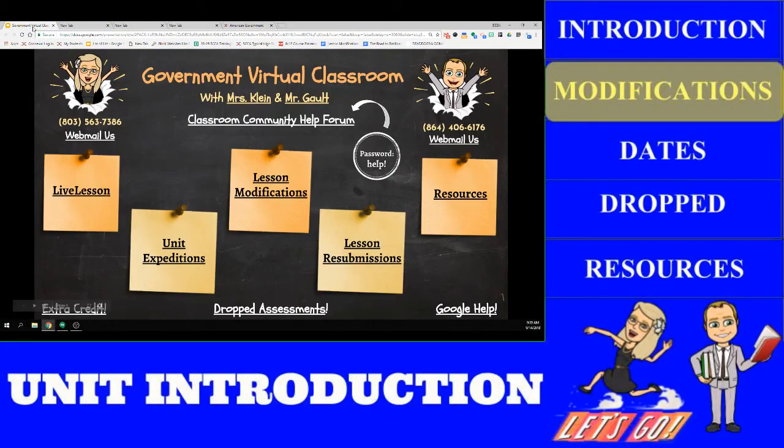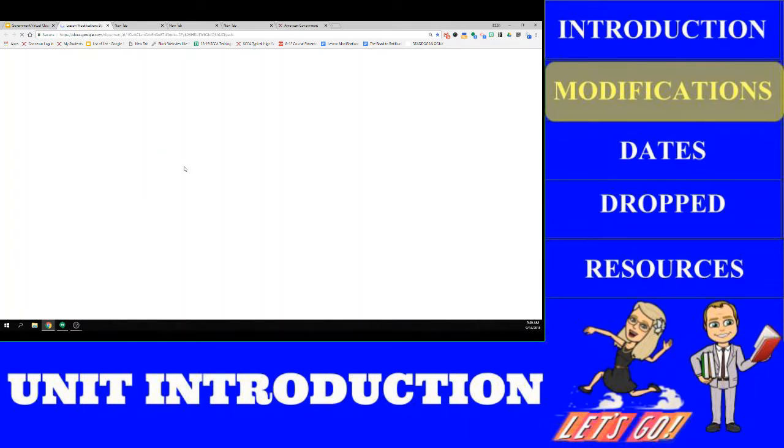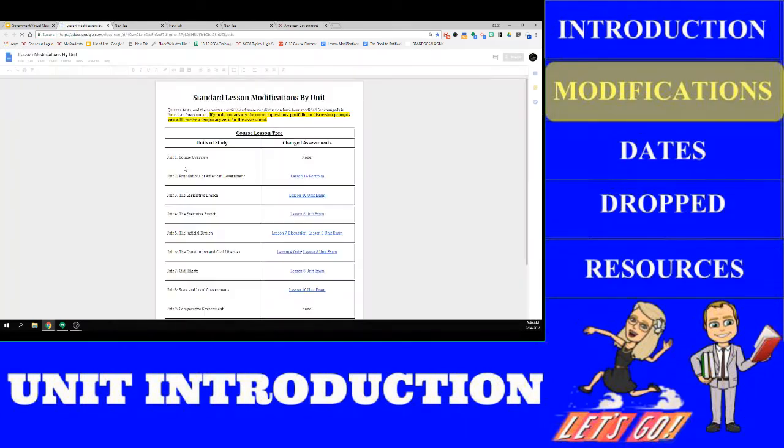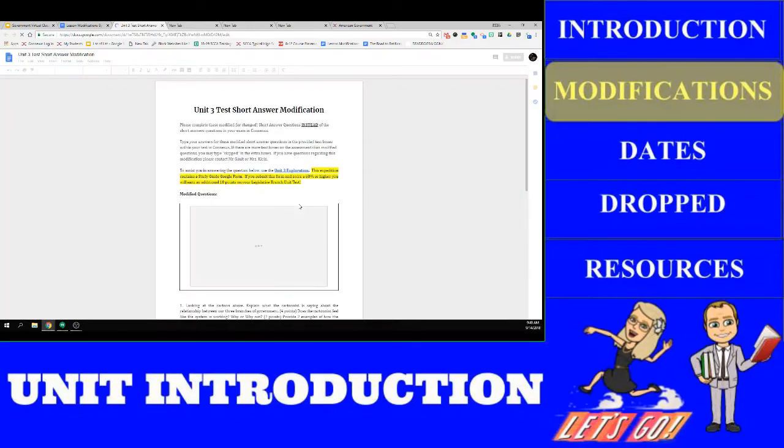So how do you find that? Well, you go to the virtual classroom, and you go to lesson modifications, go to either honors or standards, okay? You go there, and then lesson modification by unit, there's only one, it's Unit 3. Hit the Lesson 10 unit exam. You can do this right now. Before you even start the unit, you can go ahead and see what the answer modification is.